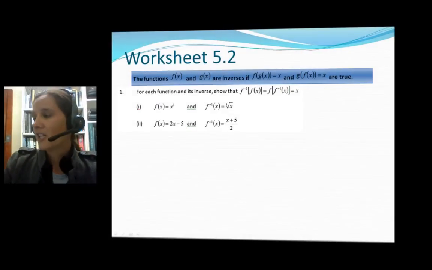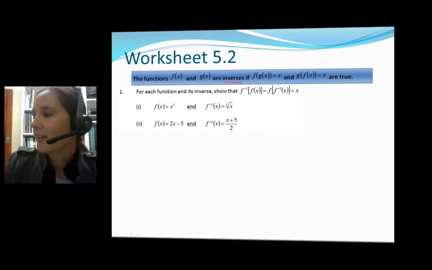Week 5, Worksheet 5.2. So here we have this way of proving if our functions are inverses. If our functions f of x and g of x are inverses, then f of g of x is equal to x and g of f of x is equal to x are both true.